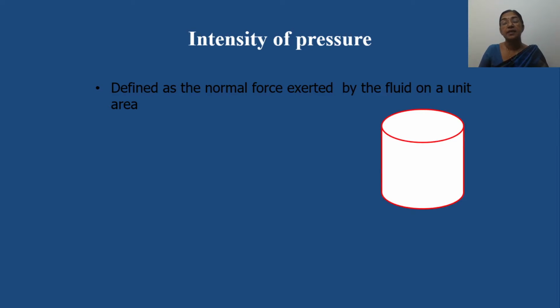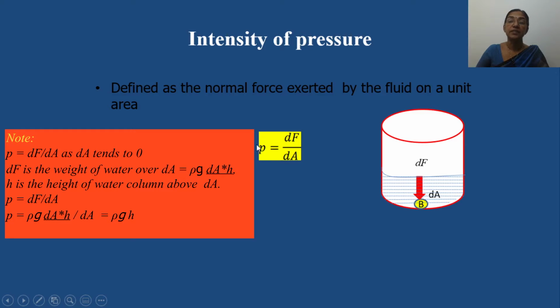Let us consider a cylinder which contains some fluid. Consider a point B on the bottom of the container. Now dA is the area which is enclosed by this fluid element. The force acting on this fluid element is equal to dF. So the intensity of the pressure at this point B equals dF by dA. Normally the intensity of the pressure is represented by the lowercase letter p. So p equals dF by dA.